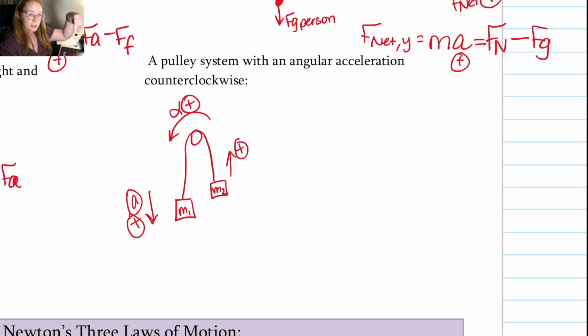So since mass 1 is accelerating down, let's make down be positive. Since mass 2 is going to be accelerating up, let's make up positive. Okay, so that's something to know about pulleys. We'll practice that more. This isn't the only time I'm going to say that. So if you don't get that now, that's okay.